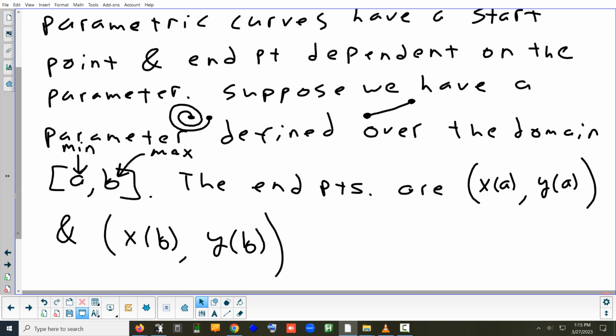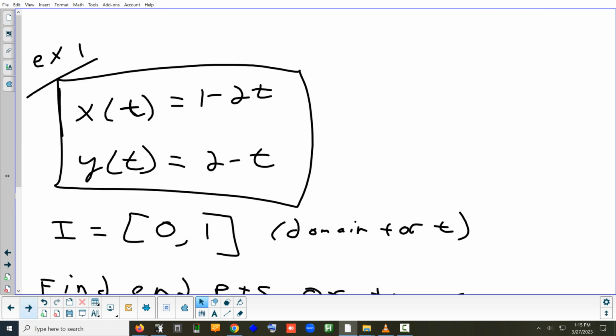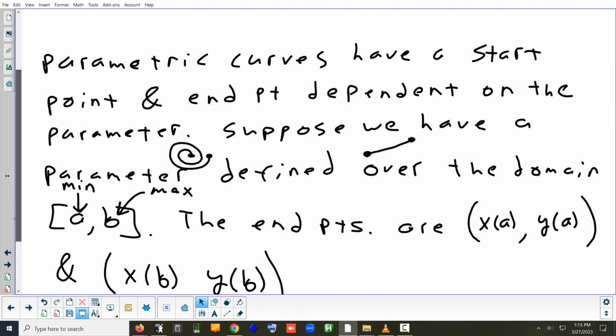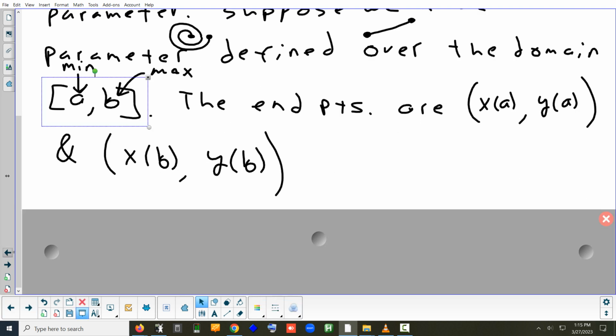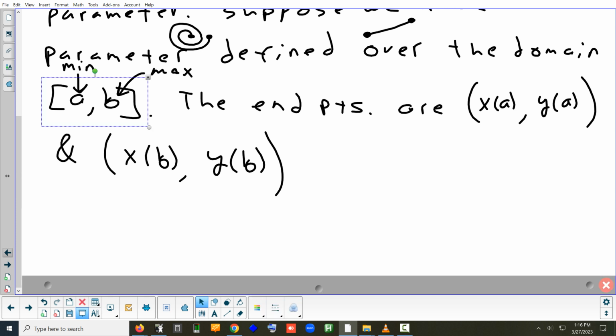To get the stop point, you're going to use the formulas for x and y, which might look something like that. And for t, you're going to plug in the maximum value. That'll tell you where it's going to stop. Plug b into the x formula, plug b into the y formula. And that's the first step for graphing a parametric equation, at least knowing where it starts and stops. Then the next step is to get some points in the middle. But let's see if we can figure out where something starts and stops.